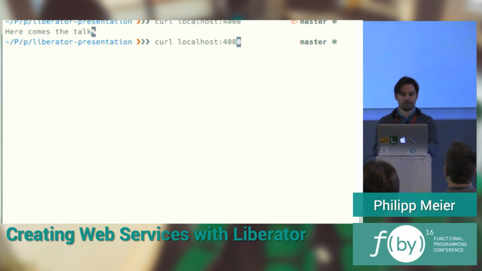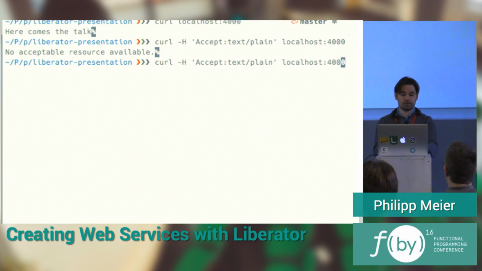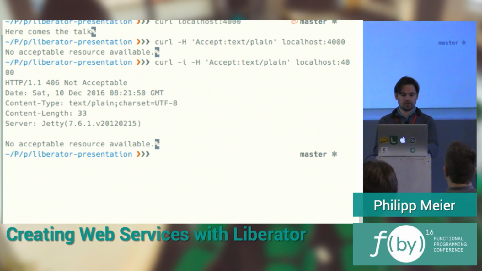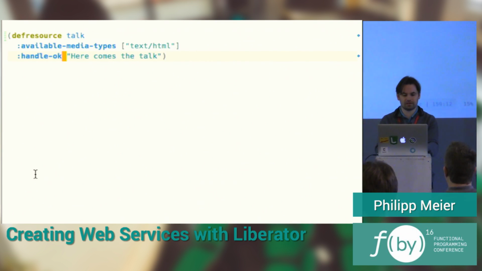Given that we now have content negotiation, when I send that I only accept text plain as a client, I should get back 406, or no, 5. I never can remember. What's the syntax for including headers? Yeah. 406. So the server now tells me, I'm sorry, I don't have text plain. So this is quite nice.